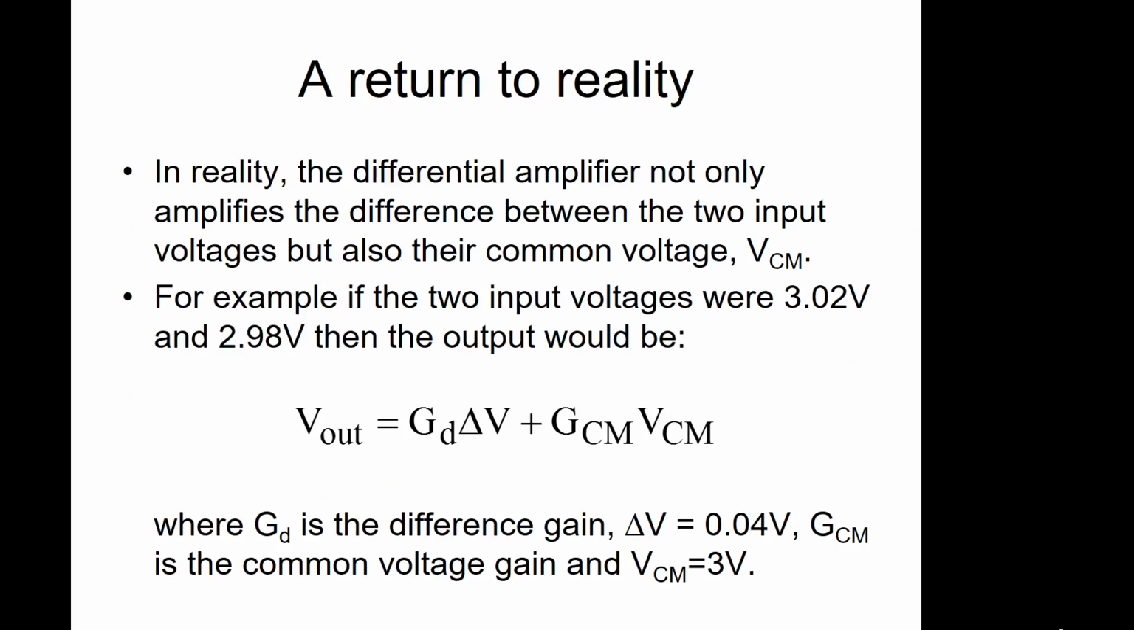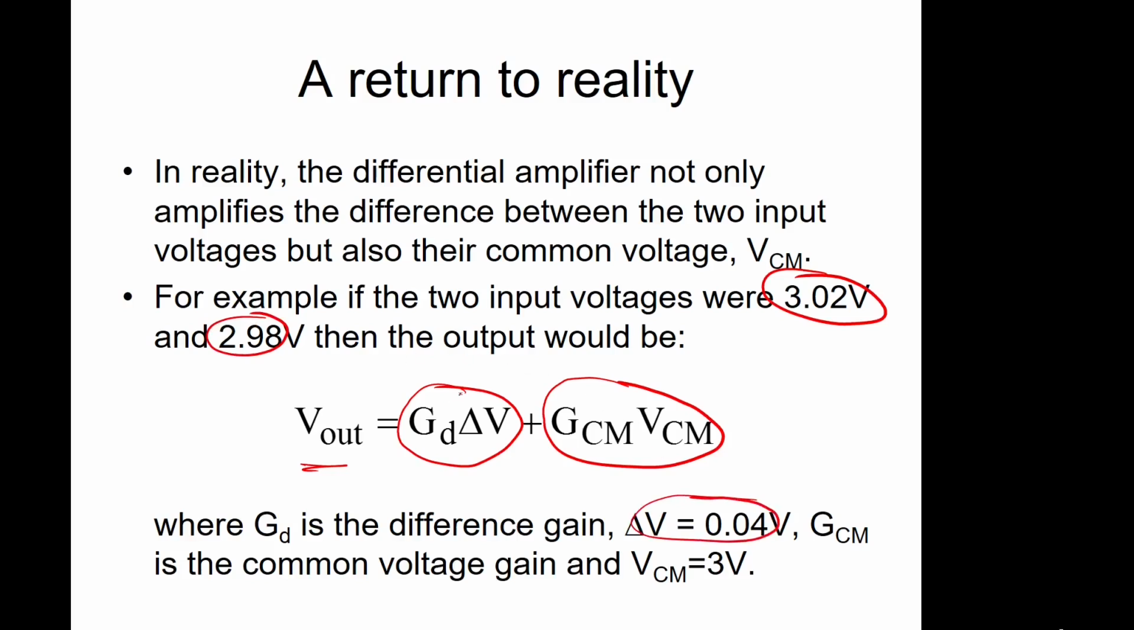In reality, we don't get that. The output voltage is what we expect, this amplification. However, we've also got what's called a common mode voltage gain, which is this term here. So to explain how that works, if we take an input voltage of 3.02 volts and another input voltage of 2.98 volts, then the difference is 0.04, and this is what we'd expect to amplify an output. However, the average voltage, or the common mode voltage, in this case is 3 volts. It's the average input, and this 3 volts is also amplified to a certain extent and added to the output. So our output isn't just the difference amplified, it's also the average voltage of the two inputs amplified.